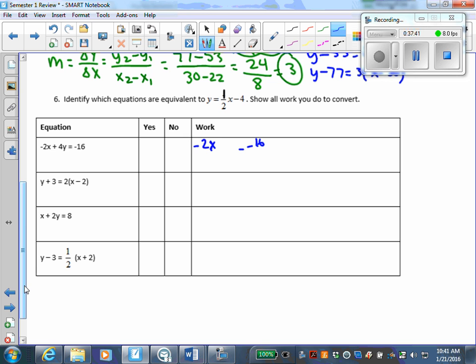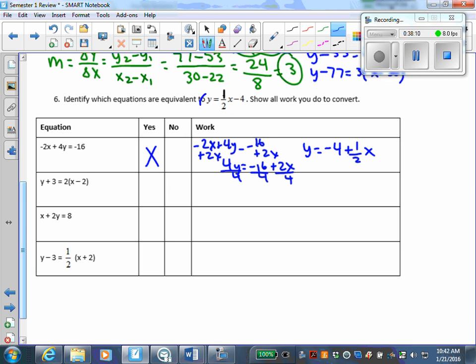All right, I'm going to add 2x, and then I get 4y equals negative 16 plus 2x. I need to divide everything by 4. So I get y equals, what is that, negative 16 divided by 4, so negative 4, plus 2 over 4x, which reduces to 1 over 2x. Okay, is that equivalent? Negative 4, positive 1/2 x. So yes, that is equivalent to this equation up here.